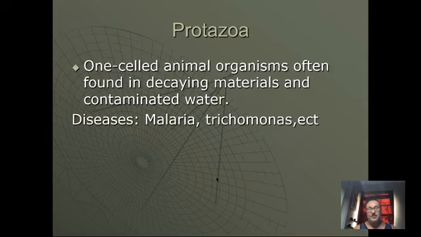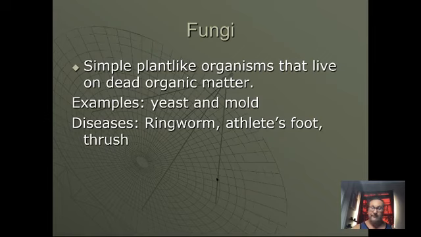All right, let's talk about the protozoa. So, a one-celled animal organism often found in decaying matter and contaminated water. Examples of this: malaria, trichomonas. We don't really see a lot of this in our countries because our water systems are so developed that it's kind of filtered out. So maybe in a third world country this may be an issue, but protozoa is found in decaying matter and contaminated water. Next one, fungi.